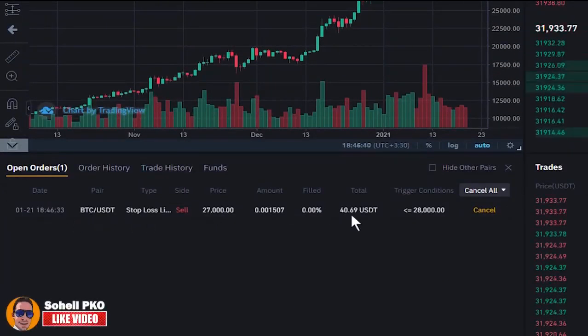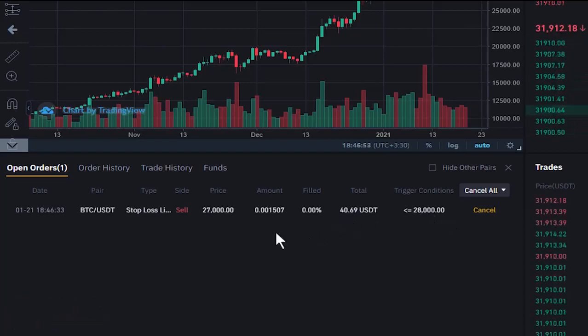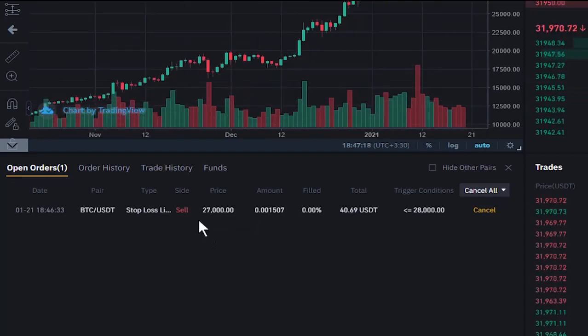As you can see here, we have trigger conditions, which is less than 28,000. So when the price falls and reaches 28,000, this limit order, which is actually set on 27,000, becomes active and goes to order book. But what happens now? If you remember, this is a limit order, so it sells at 27,000 or a better price. Where's the price now? Higher, and in a better level at 28,000 or maybe lower depending on the volatility of the market.